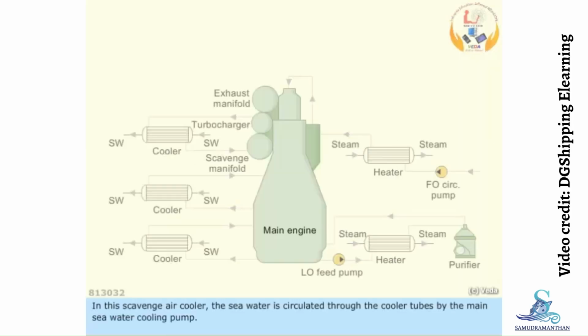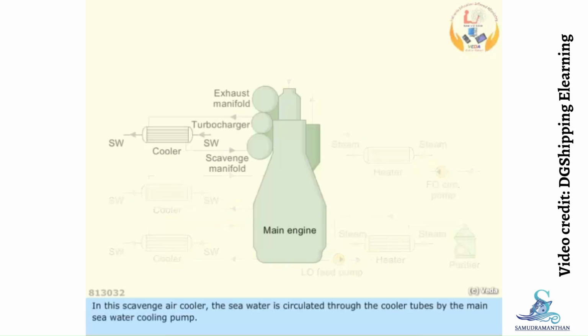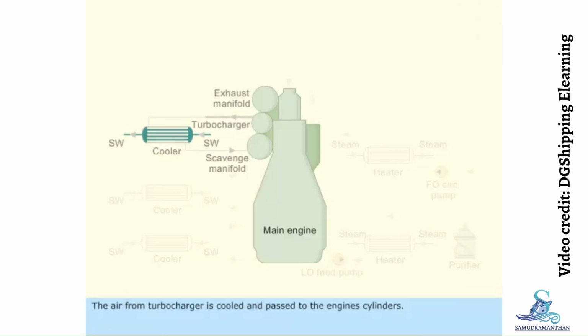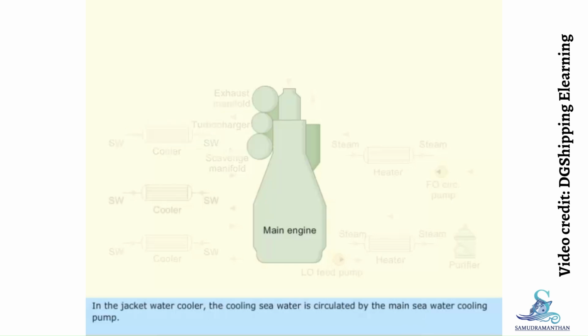In the scavenge air cooler, the seawater is circulated through the cooler tubes by the main seawater cooling pump. The air from turbochargers is cooled and passed to the engine cylinders. In the jacket water cooler, the cooling seawater is circulated by the main seawater cooling pump. The main engine jacket water is cooled by seawater and circulated by the jacket cooling water pump.